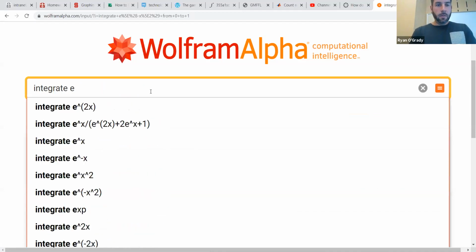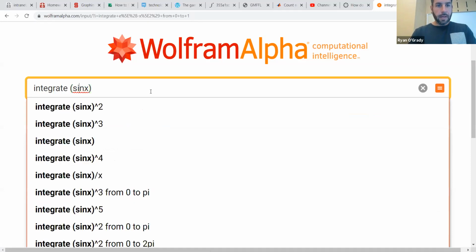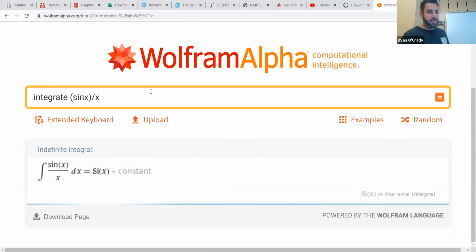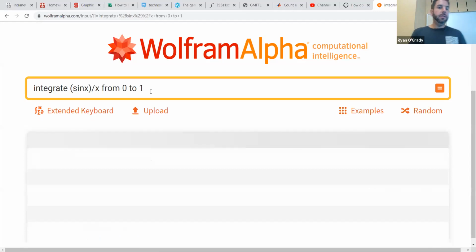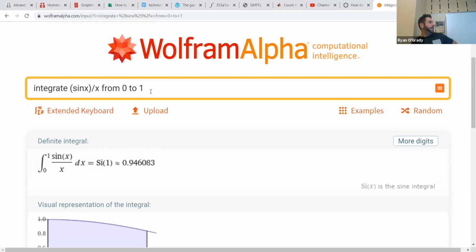Let's look at sine of x divided by x. So let's ask Wolfram to integrate this, and you'll see it spits out this Si of x, which is, again, not an elementary function. It's called the sine integral. You can Google it and read all about it. Now, if I ask Wolfram to integrate this from 0 to 1, it's going to spit out a number. And the question is, how does it get that number?